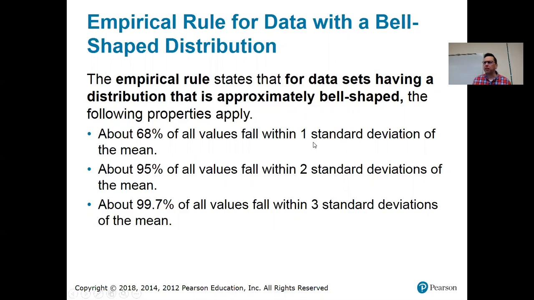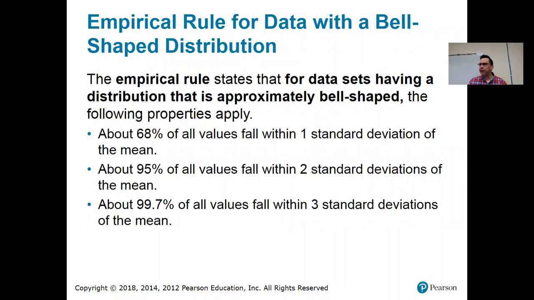I think we talked last time about what that means, within one standard deviation of the mean. So let's say the mean was 100 and the standard deviation was 20. Within one standard deviation would mean 100 plus or minus 20. It would mean between 80 and 120. About 68% of the values would fall in that range.